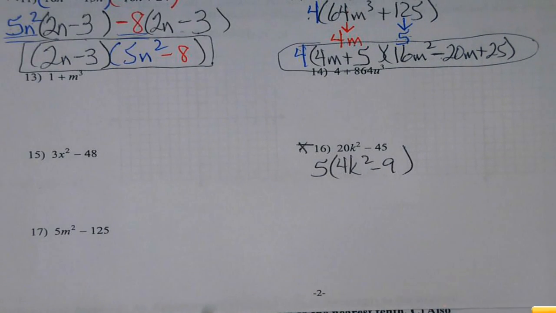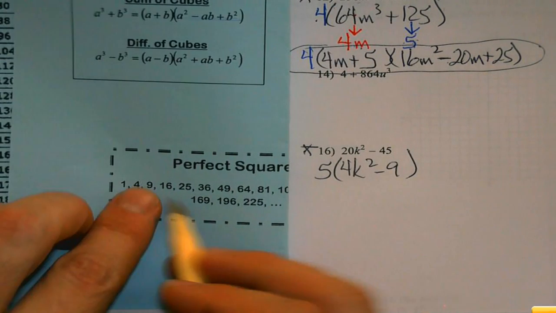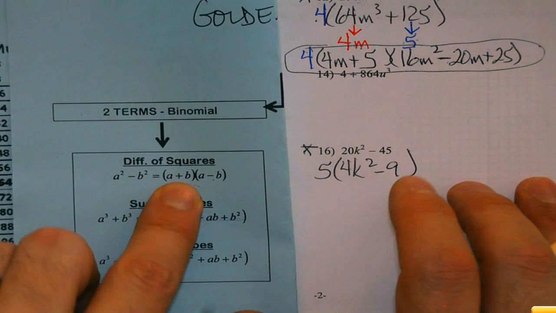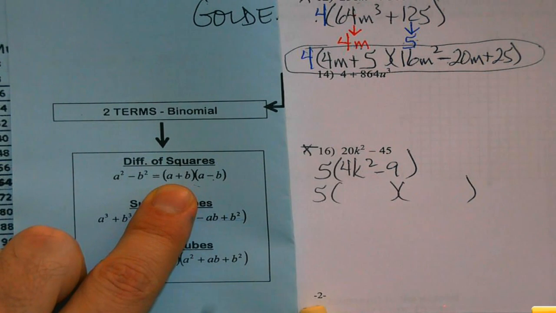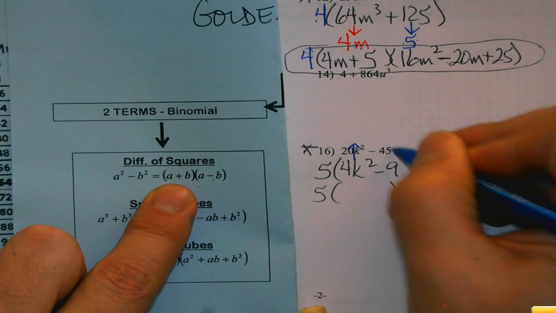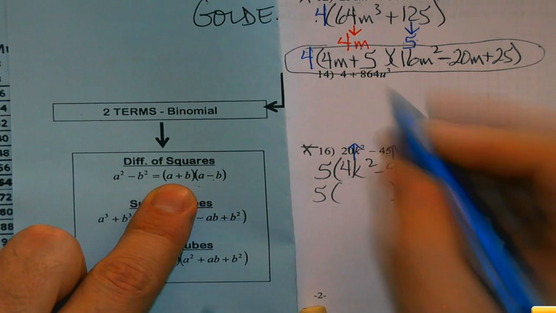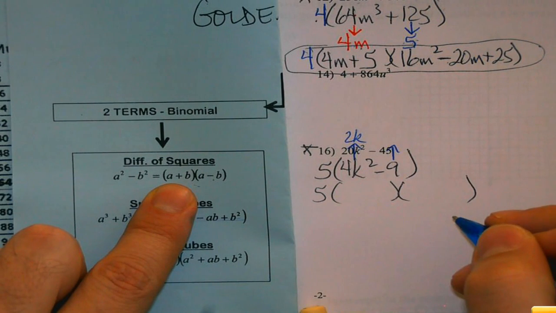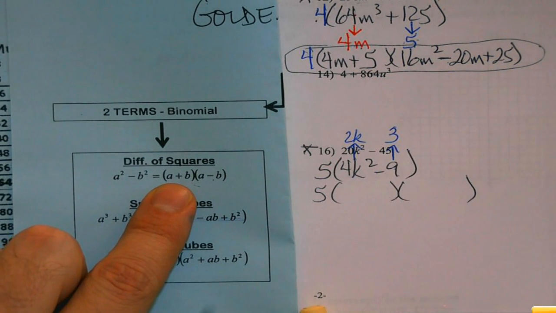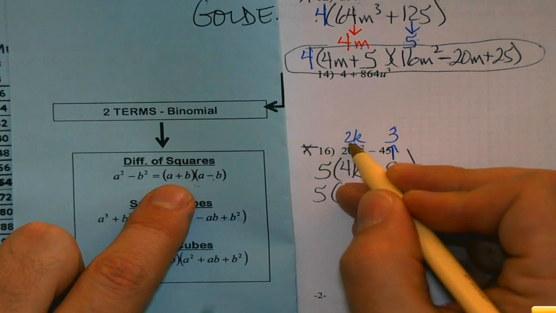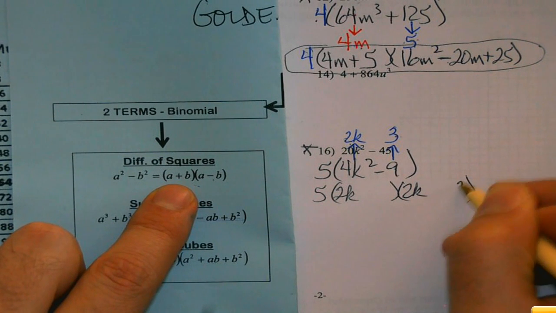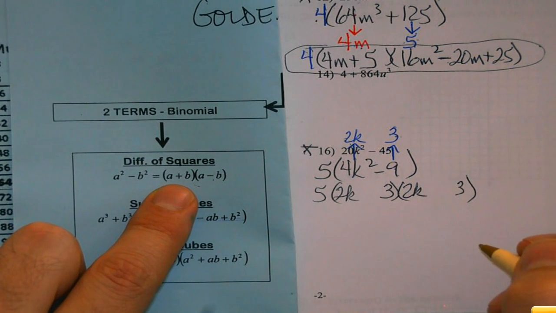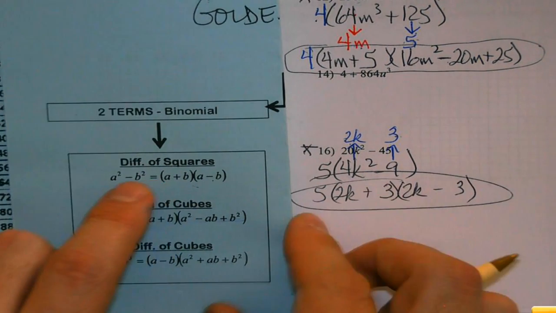Wait a minute, that looks familiar. Perfect squares, 4 and 9. Difference of squares, right here. But remember, the thing you have to remember on these is, what do I square to get each of these terms? I square 2k to get 4k squared. I square 3 to get 9. And now, I have everything I need. There's my A and my B. 2k goes first. 3 goes second. With a plus and a minus.